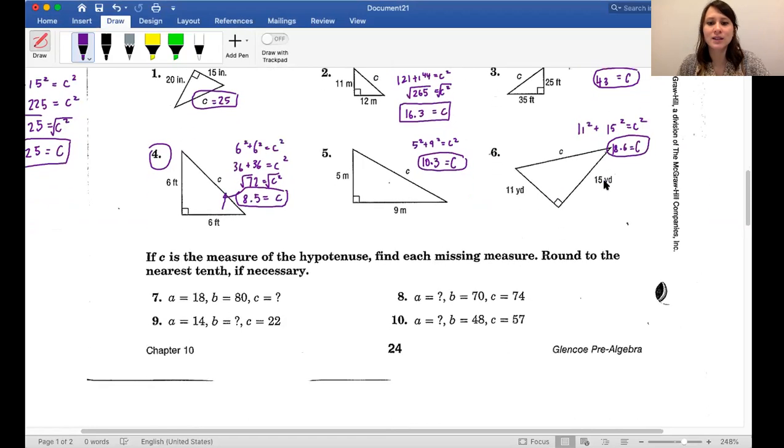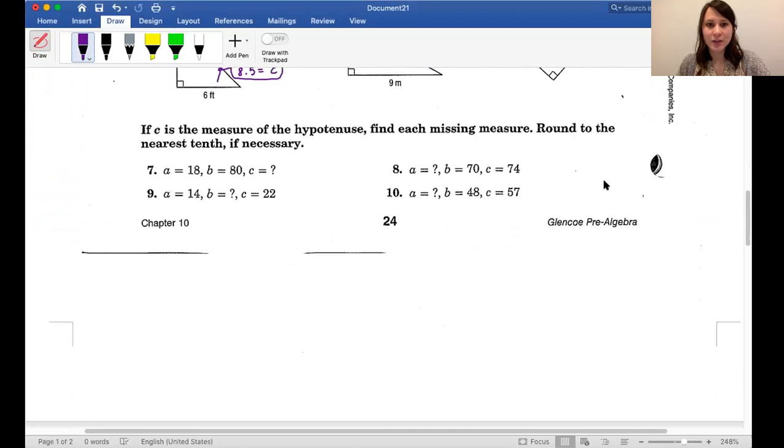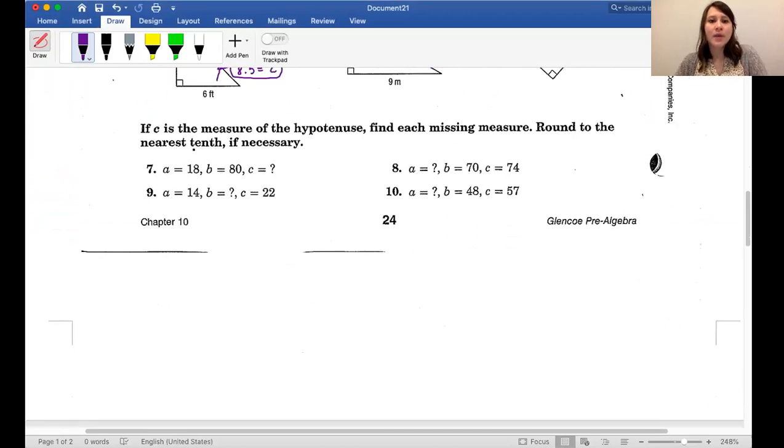Okay, let's take a look at 7, 8, and 9. Now, we don't have pictures here, but it's telling us that C is the hypotenuse, and we're gonna find the missing measurement. So number 7 is the same as the other ones that we've done. Basically, you're just going to do 18 squared plus 80 squared equals c squared. So if you work that out on your own, you should get 82 as your answer. And that's just the same as the problems we did above, just without a picture.